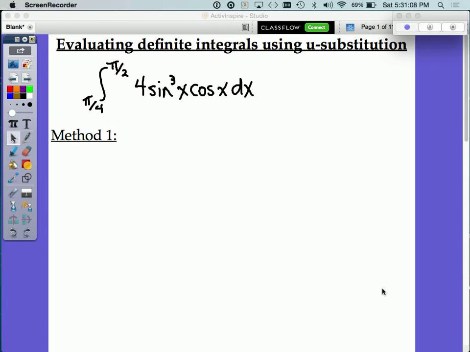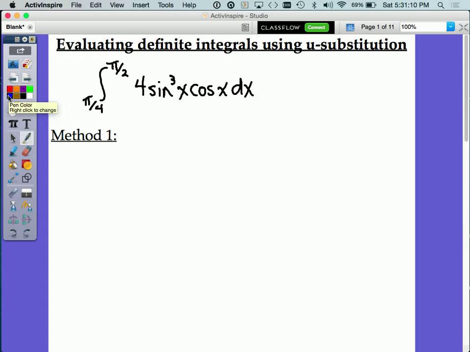So let's look at the more traditional approach first. What we would probably do here generally is we've got this definite integral from pi over 4 to pi over 2 of this function 4 sine cubed x cosine x with respect to x. And we would probably rewrite this as an indefinite integral. I'm going to call it I, and I'm going to say let's let I equal the integral of 4 sine cubed x cosine x dx. We're going to solve the indefinite integral and then come back and use it to solve the definite integral.